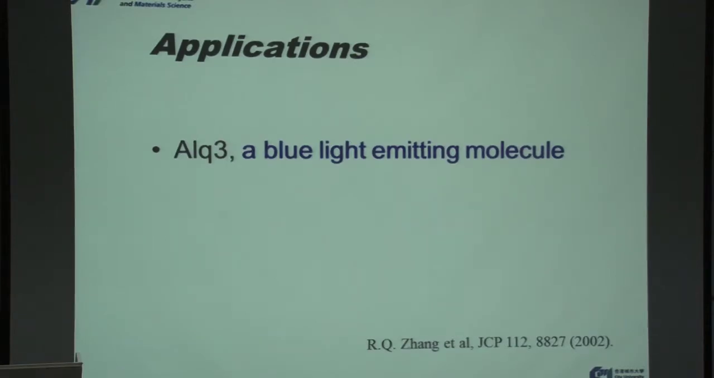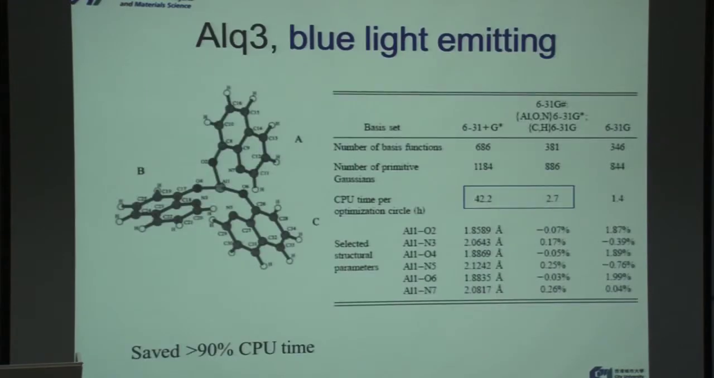Okay, so now let's see the application of this idea to other molecules. This is a molecule which is very important for light emitting devices. This is a blue light emission molecule, AlQ3. This molecule has some rings, and there is an aluminum atom in the middle, okay? For me, this was a pretty big molecule, okay?